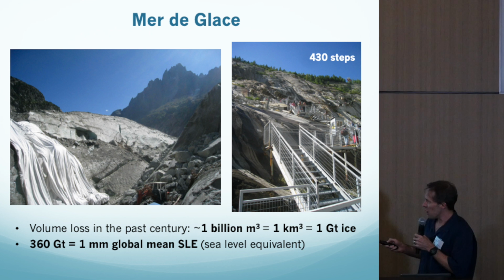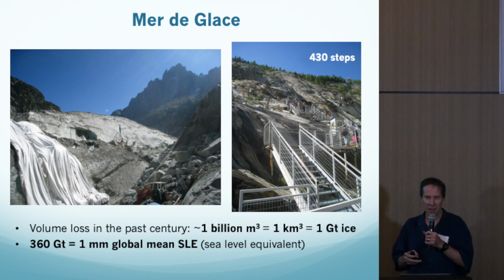And as a result, the world's ice sheets, Antarctica and Greenland, are raising global sea level by about 1 millimeter a year. The ocean's big. It takes a lot of ice to get 1 millimeter of increase.